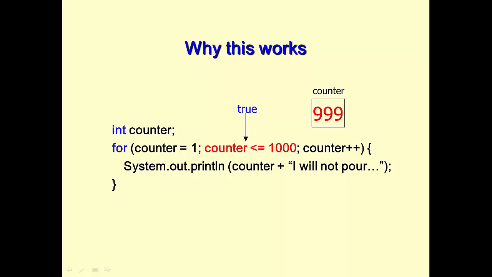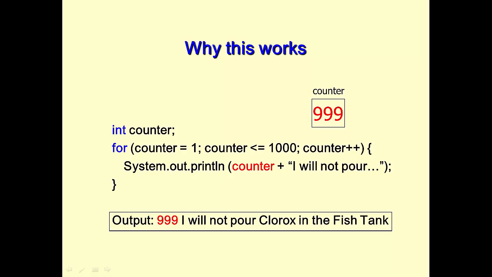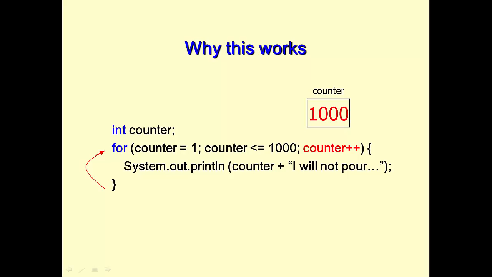So let's increment our counter up to 999 and see what's going to happen here. Is 999 less than or equal to 1,000? That's true. So we're going to output 999, I will not pour Clorox in the fish tank. And we go back up, increment our counter now to 1,000. So what do you suppose is going to happen?